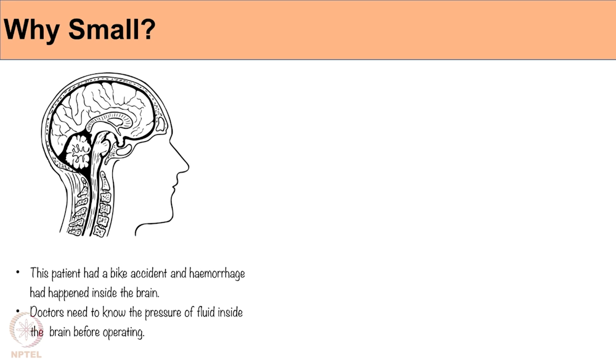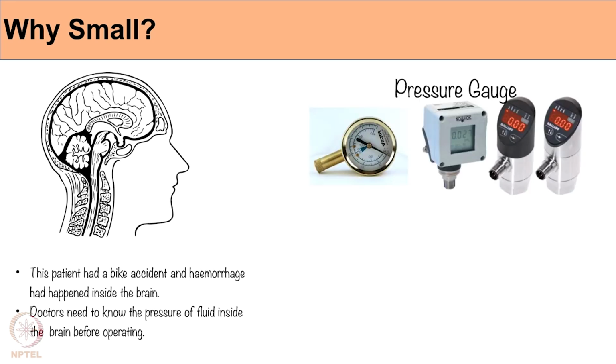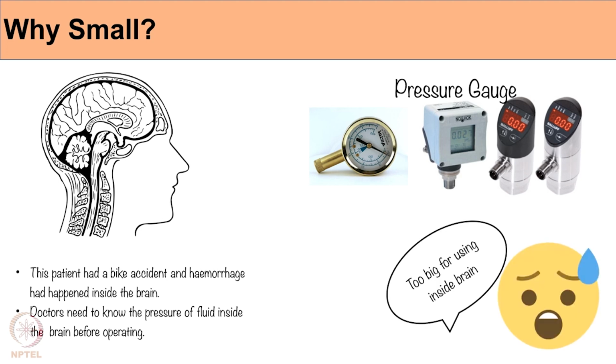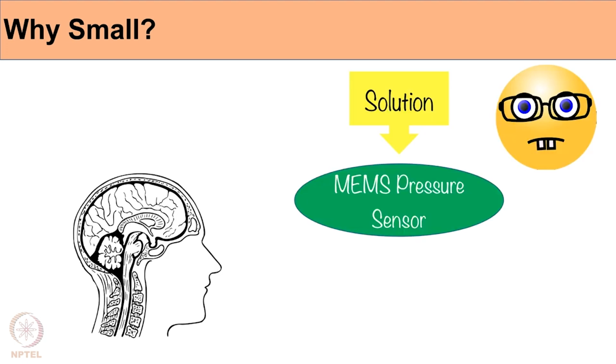Now for that, what do we need? We need a pressure gauge. These are the usual pressure gauges available in the market, and they are pretty big in size. You cannot open a human skull and just put this gauge inside. Even the probes for these kinds of pressure gauges are very big, so they cannot be put inside a human brain. What is the solution? The solution is a MEMS pressure sensor, and MEMS pressure sensors can be these kinds of small sensors which can be put on the tip of a needle.